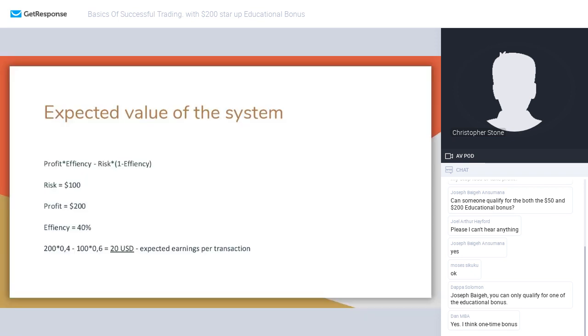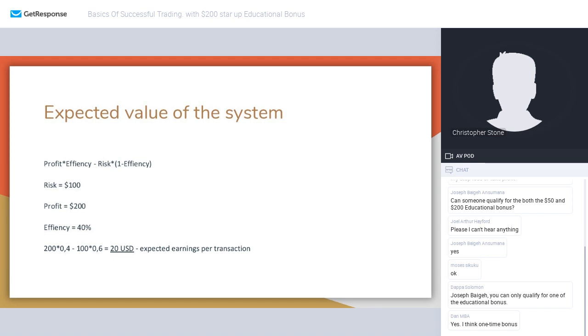Okay, so back to the high efficiency. How are we supposed to set how often we're supposed to be on the right side of the market? So the expected value of the system, have you ever heard about it? It's a very simple formula: profit multiplied by efficiency minus risk multiplied by 1 minus efficiency. I know it sounds a little bit complicated, so I will explain it right now.